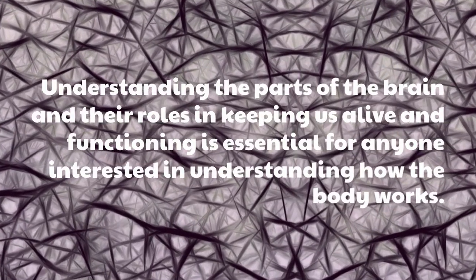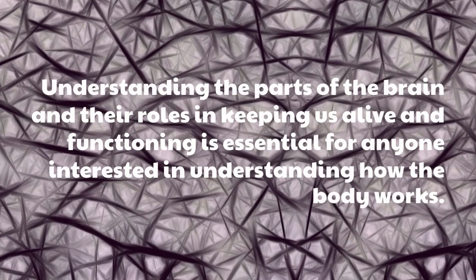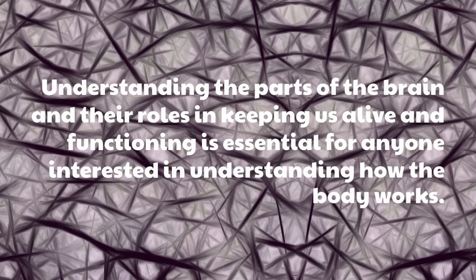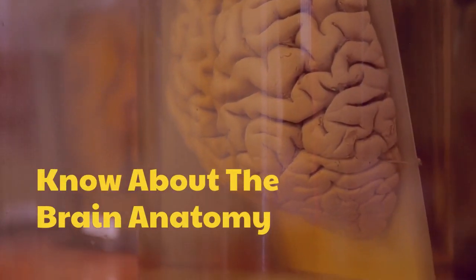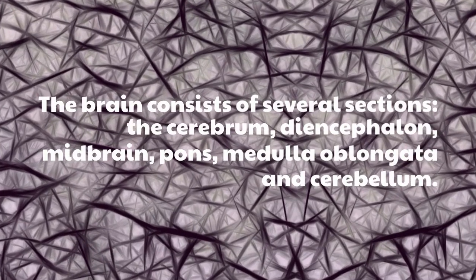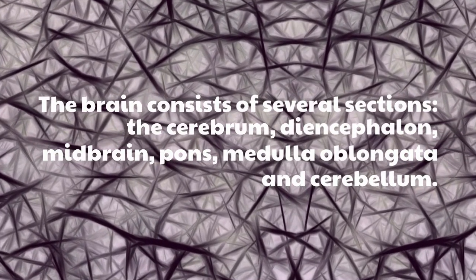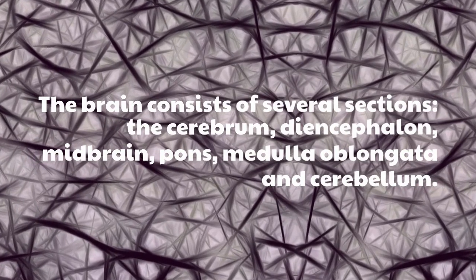Understanding the parts of the brain and their roles in keeping us alive and functioning is essential for anyone interested in understanding how the body works. Know about the brain anatomy. The brain consists of several sections: the cerebrum, diencephalon, midbrain, pons, medulla oblongata, and cerebellum.